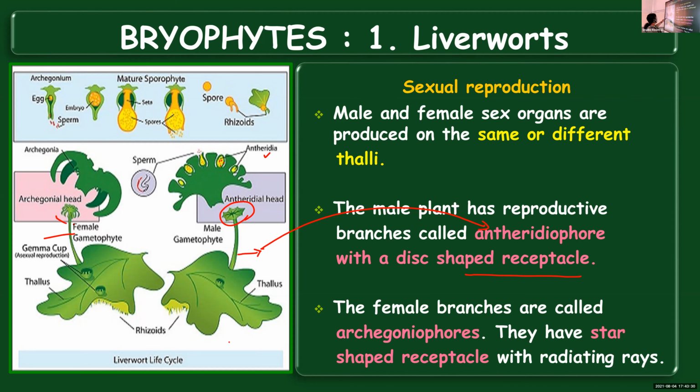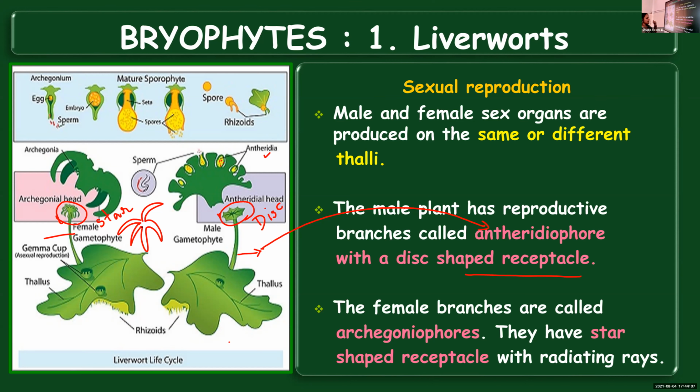And here there is a difference in the receptacle. It is star shaped. Here it is a disc-shaped receptacle, whereas here it is star shaped. On this receptacle, you can find archegonia, inside which the egg cell will be produced. We call it a star-shaped receptacle because, as you can see in the figure, there are radiating rays, just like a star. That is why you call it star-shaped.